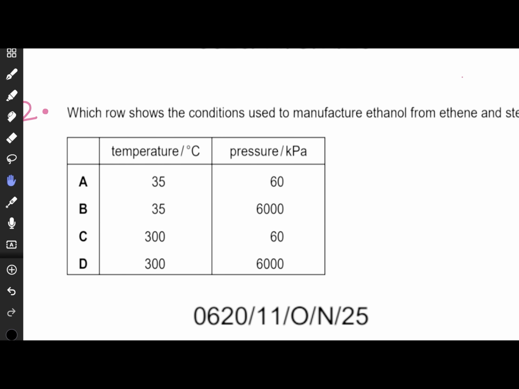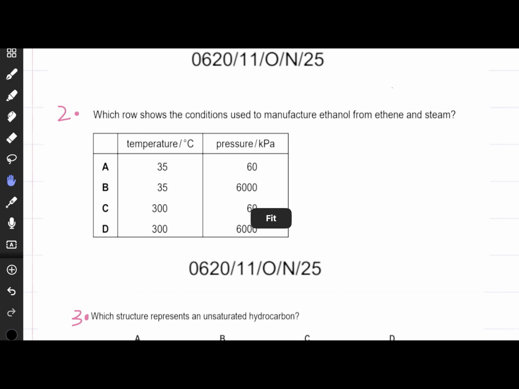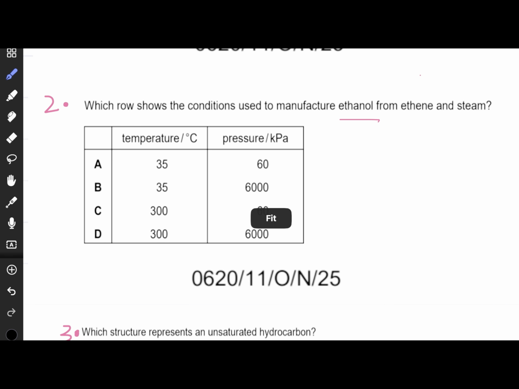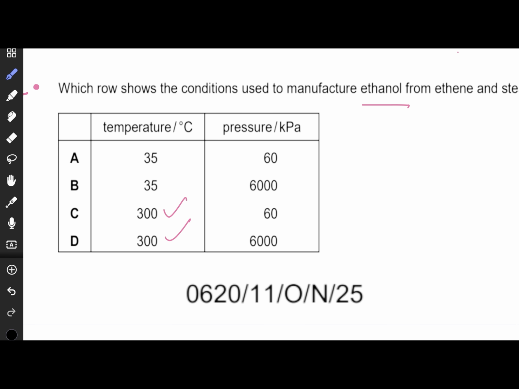Now let's talk about question number 2. It says which row shows the conditions used to manufacture ethanol from steam and ethene? Now ethene here is an alkene, and whenever there is a reaction between alkene and steam, that reaction is an addition reaction and the product is alcohol. The conditions are that the temperature is 300 degrees Celsius and the pressure in kilopascal is 6,000. We cannot consider 60 because they're not talking about atm. So therefore 60 is wrong. The right answer is D.